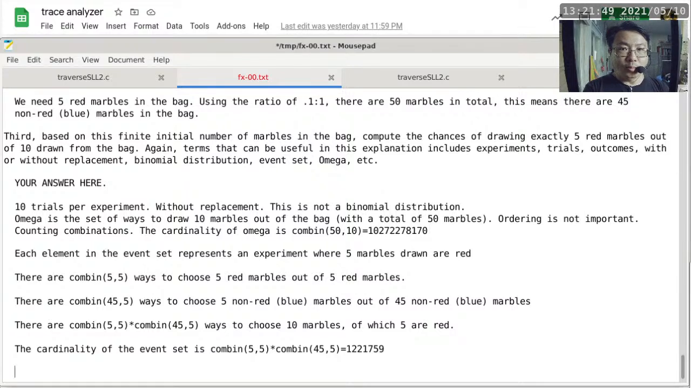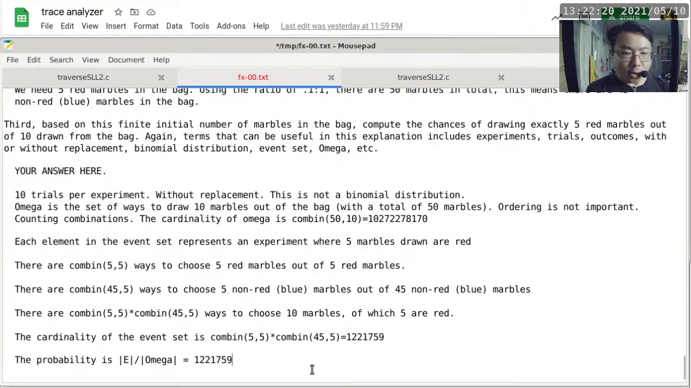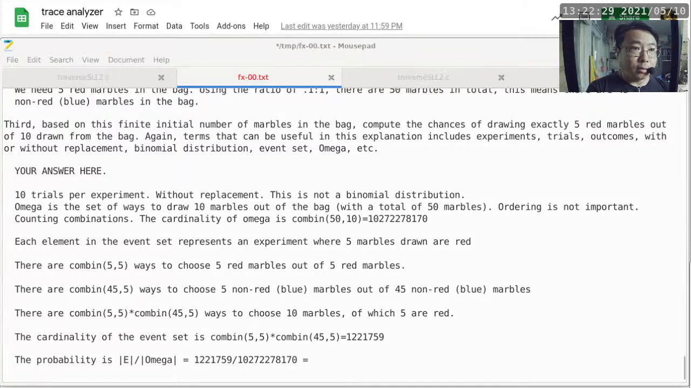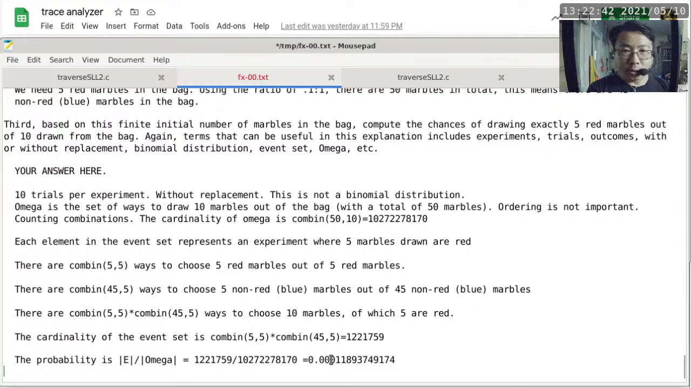So now we can calculate the probability. So the probability is basically E. Okay, I'm introducing, we can introduce the symbol E earlier to basically say that is the event set, and then we have to divide it by the cardinality of the omega set, and that becomes this number divided by the larger number that we calculated earlier, which is this one. And the chance obviously is pretty low. I'm just doing it on the side on my spreadsheet here. So the chance is a very small number. It is a 0.01% chance. So that's the answer to the third question, the last question.